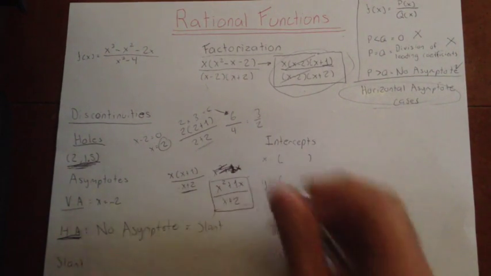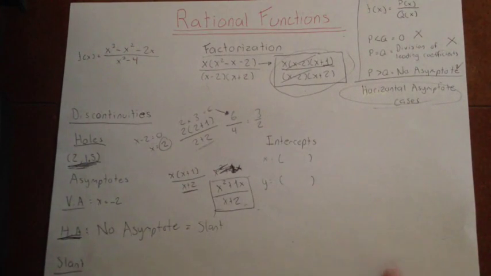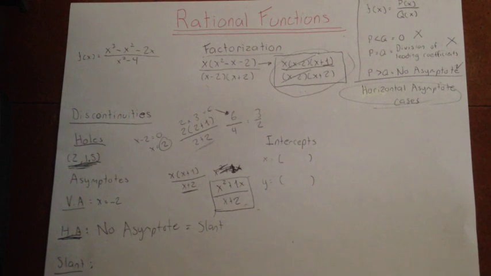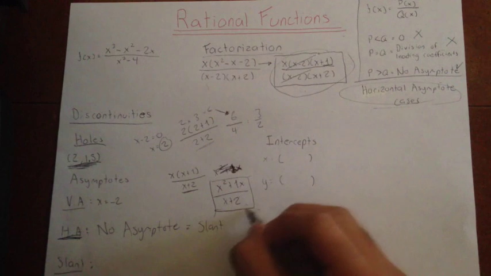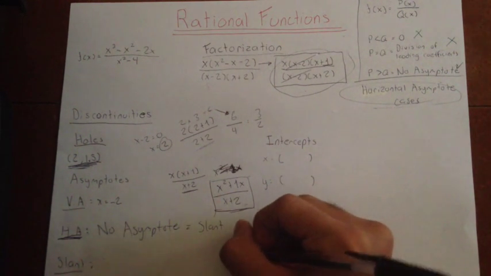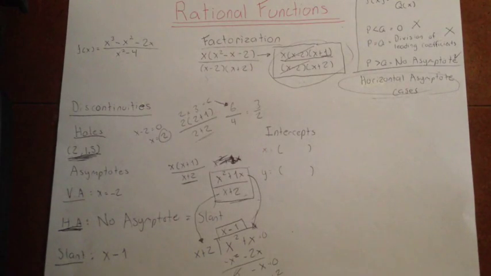However, since we have no horizontal asymptote, that means we have a slant asymptote, which is an imaginary line that would never be crossed, only this time it's a diagonal line. We can find it by dividing the numerator over the denominator, either using long division or synthetic division. We get the result of this line being x minus 1.